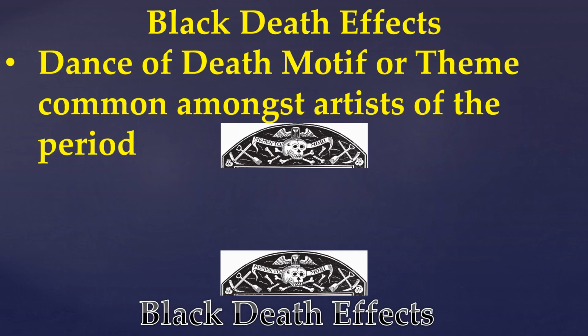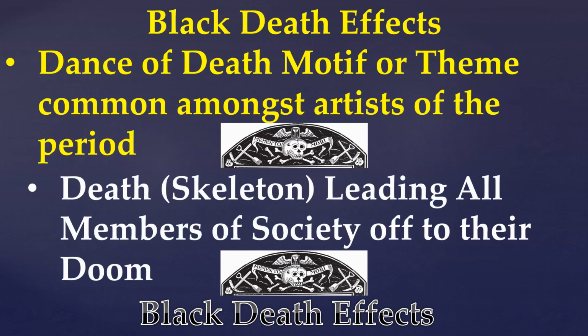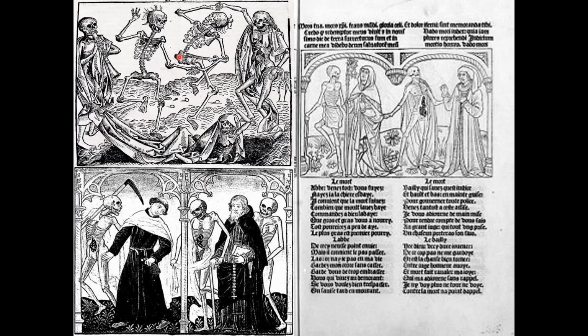In terms of art, one of the effects is that we see the dance of death motif or theme common among artists of the period, where death is personified as a skeleton, the Grim Reaper, leading, and this is key, all members of society off to their doom. People were very quick to pick up on the Black Death being a killer not just of children, not just of the elderly, but of everybody in society, killing the old, the young, the strong, the middle-aged, men, women, the rich, the poor.